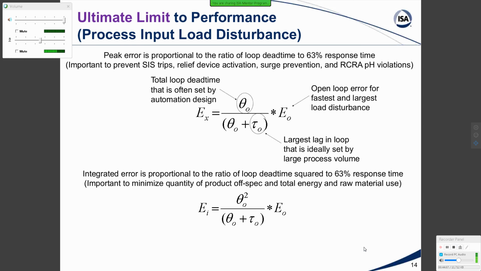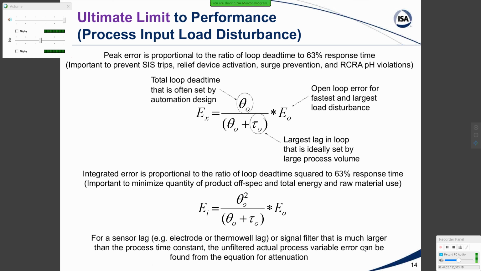And then the integrated error is a simple expansion of that. Very simply, it's the same sort of relationship, except now in the numerator is the dead time squared. So you can see that your goal is to reduce dead time, and you can proportionally reduce the best you can do in terms of peak error, and you have a squared effect in terms of the best you can do in integrated error. For a sensor lag or signal filter that is much larger than the process time constant, the unfiltered actual process variable error can be found from the equation for attenuation.